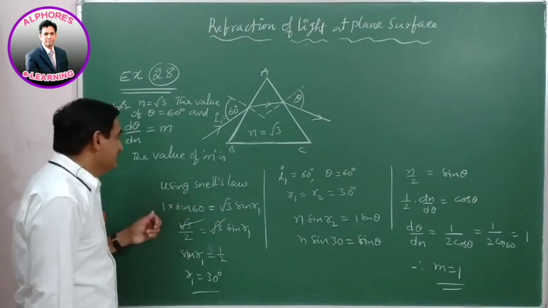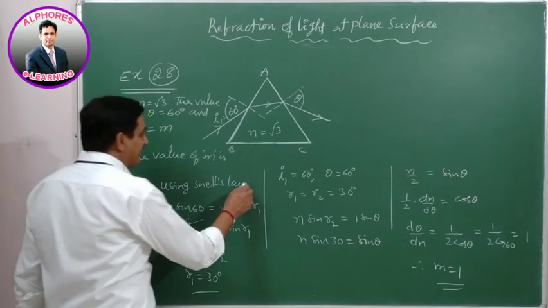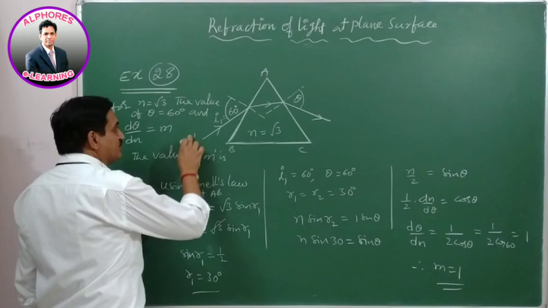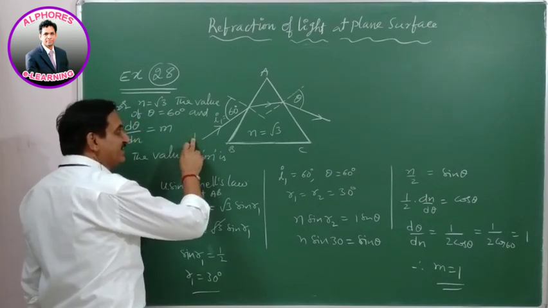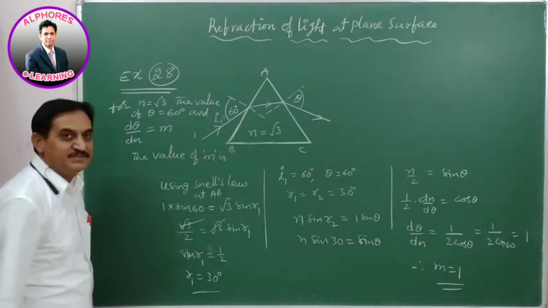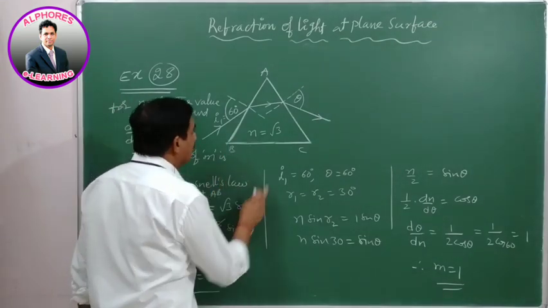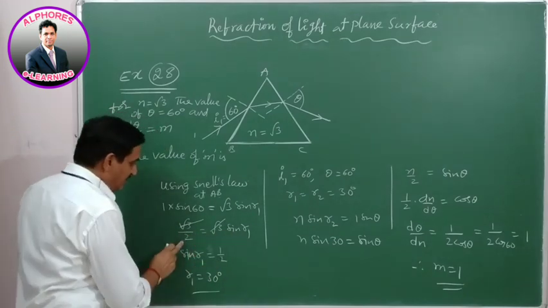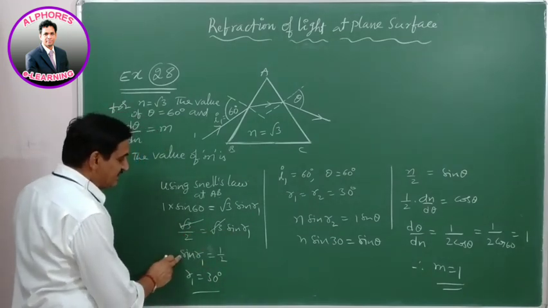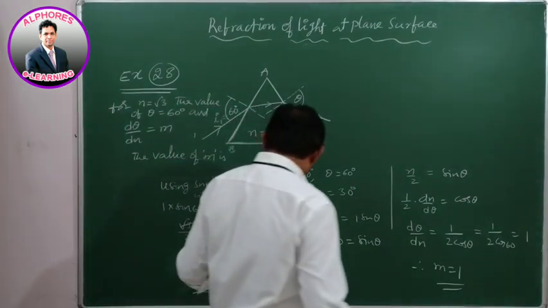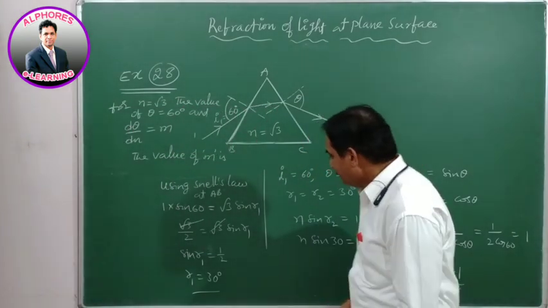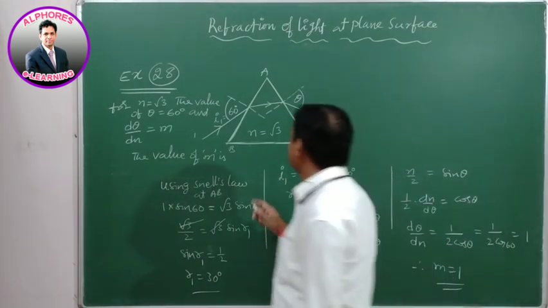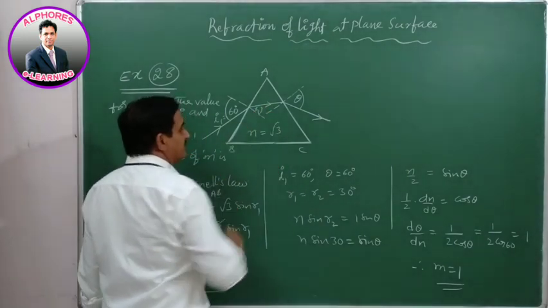Using Snell's law at the first interface AB, outside the refractive index is 1, and sine of 60 is equal to root 3 sine r1. Now root 3 by 2 is equal to root 3 sine r1, and root 3 gets cancelled. Sine r1 is equal to 1 by 2. Then r1 is equal to 30 degrees. Here it is r1.